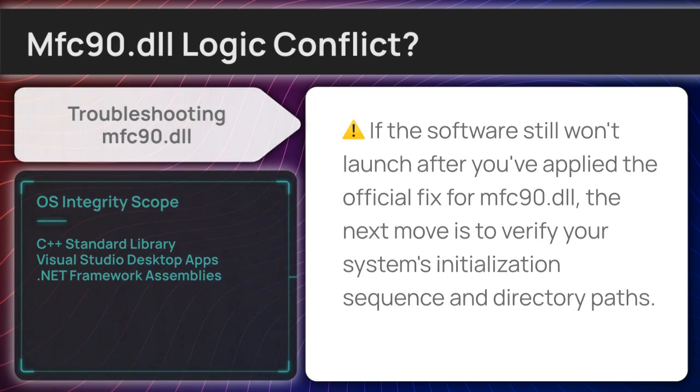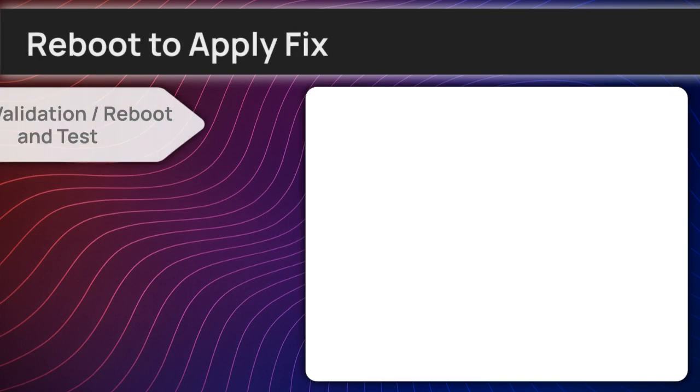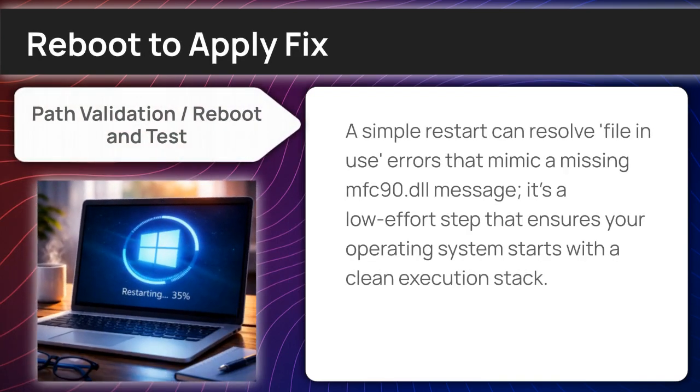A quick reboot can determine if the error is transient. While it won't fix a deleted file, it can re-establish the connection between your software and the Mfc90 file if the path was temporarily busy.